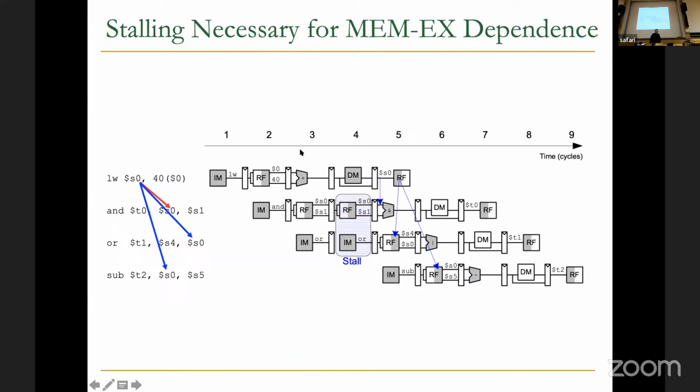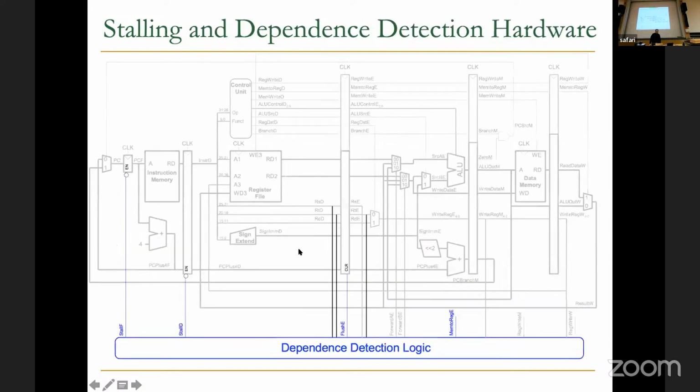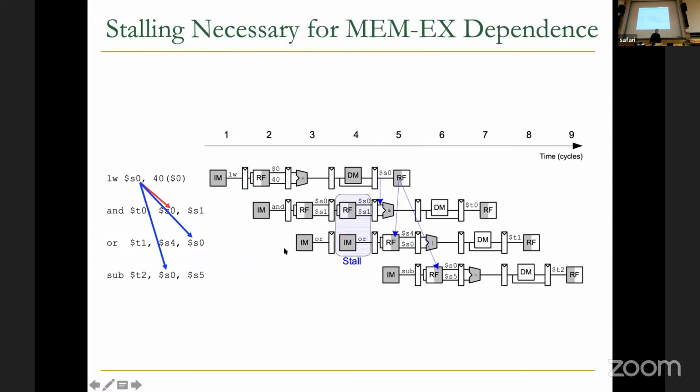Yeah, and this is exactly what we see. So we need to stall this instruction since we don't have the result. And then later on, we can actually continue. So 1 stall would be enough here.